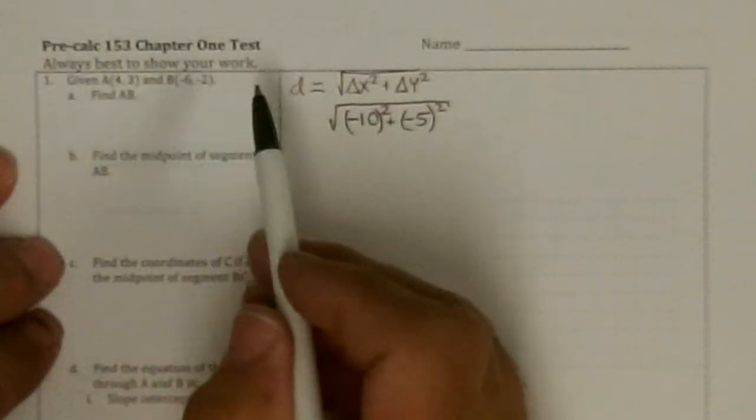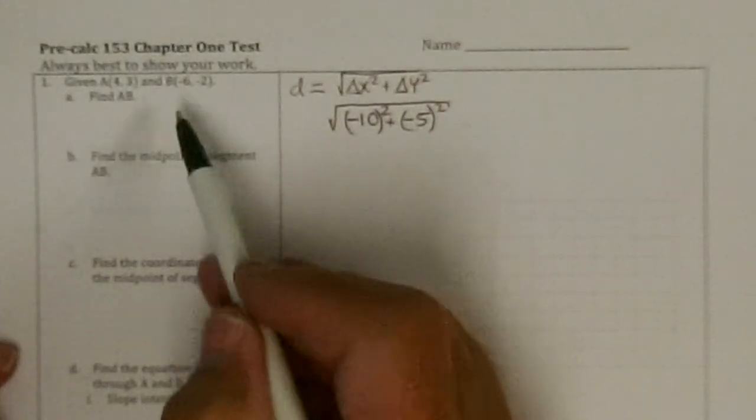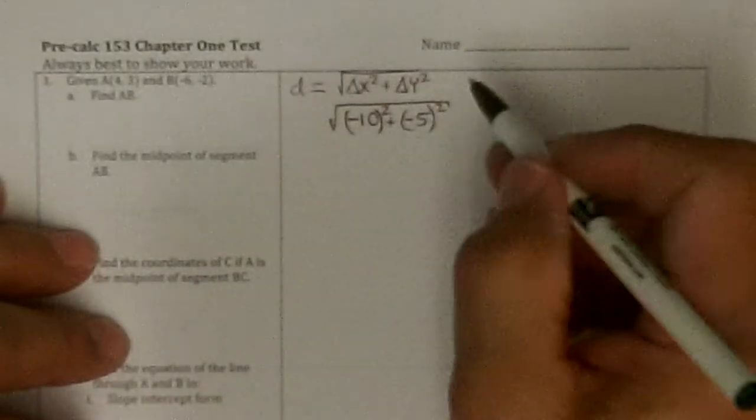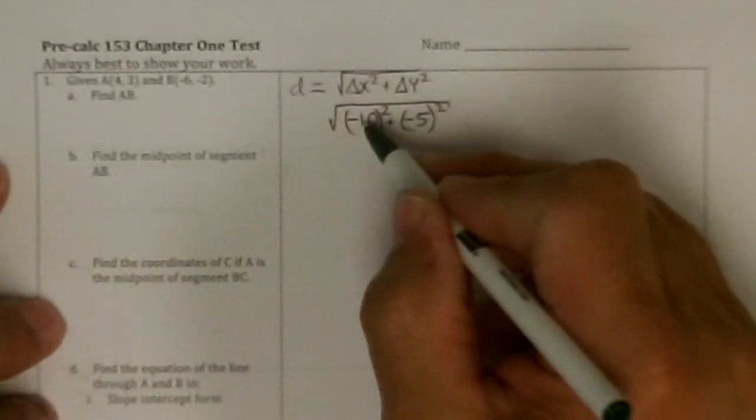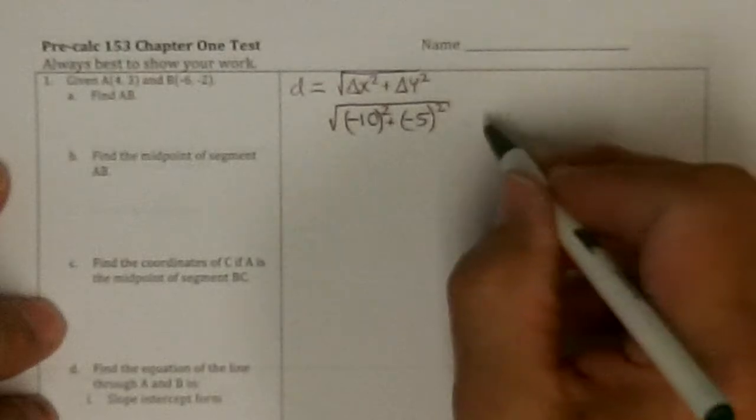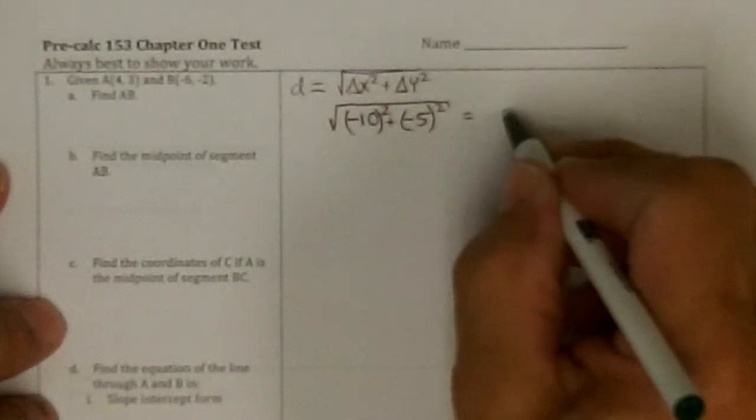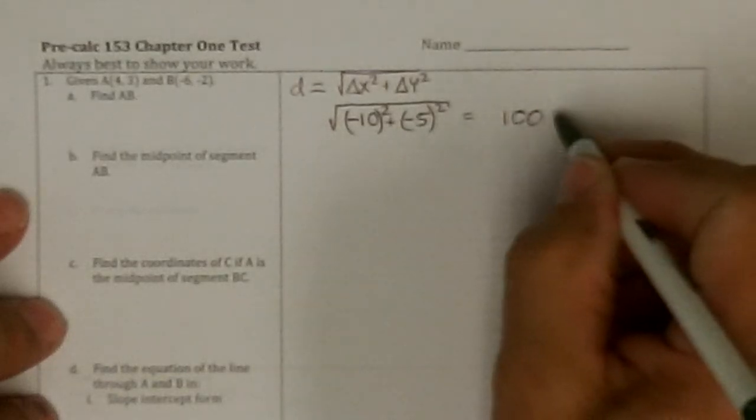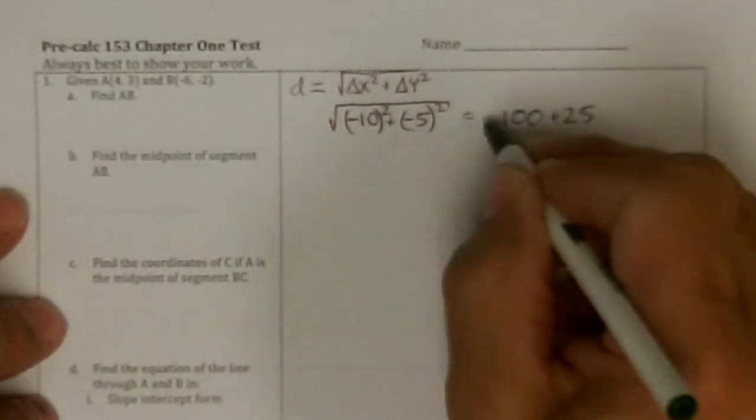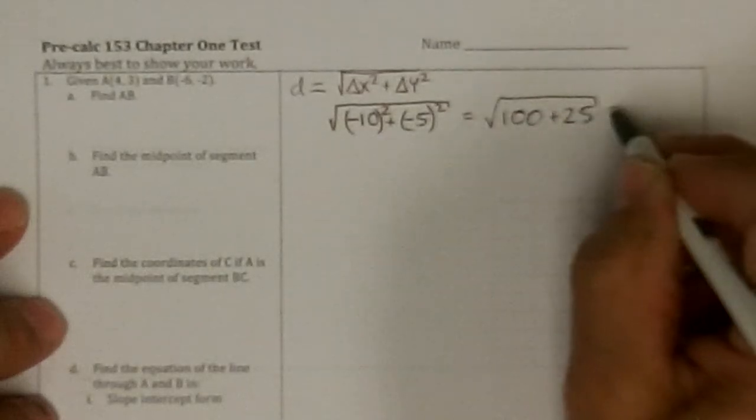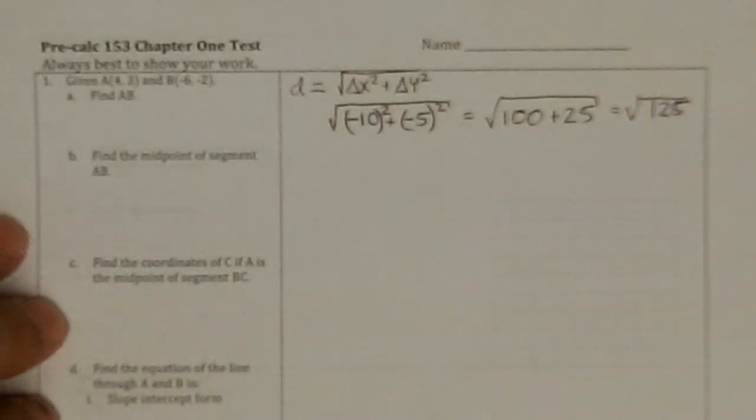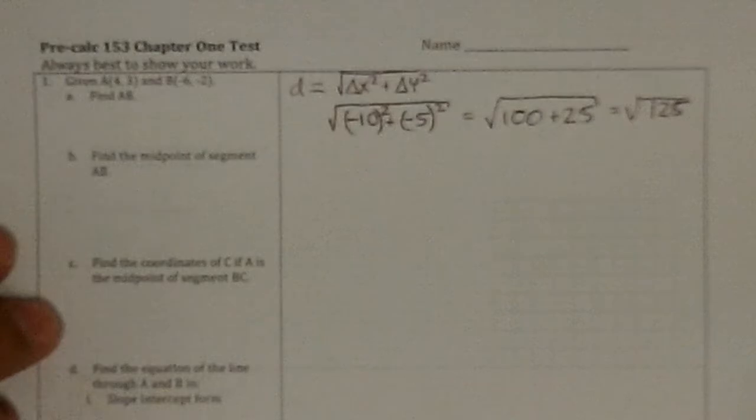So 4 to negative 6, just make sure I'm doing that right. 4 to negative 6 and 3 to negative 2, yep. So I get a negative 10 squared is a positive 100, and a negative 5 quantity squared is plus 25, and so that would be good enough for that answer. You could reduce it to 5 square roots of 5.